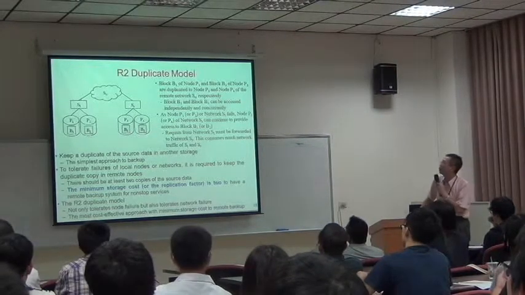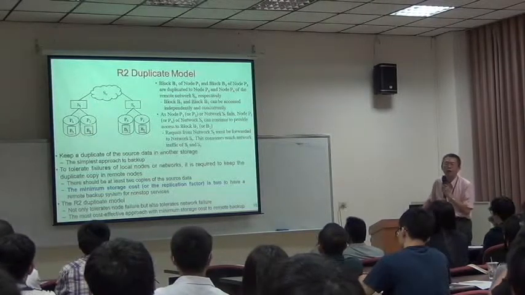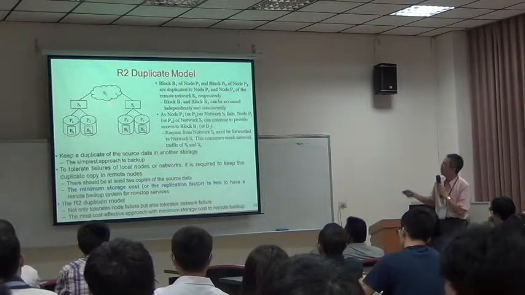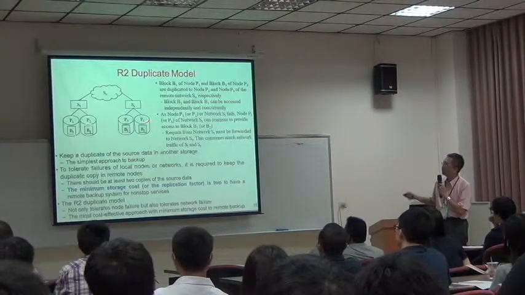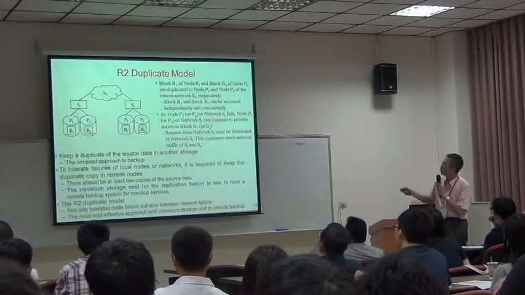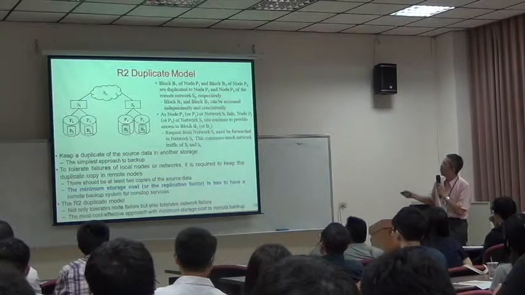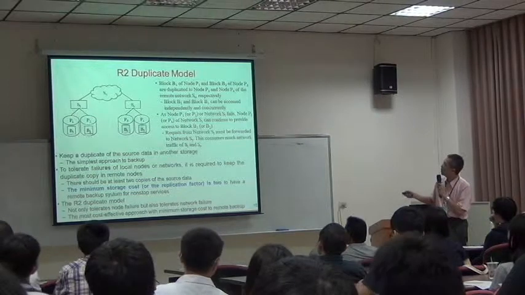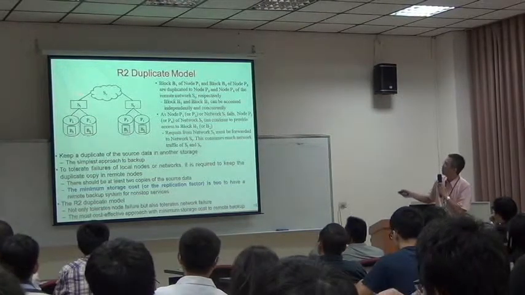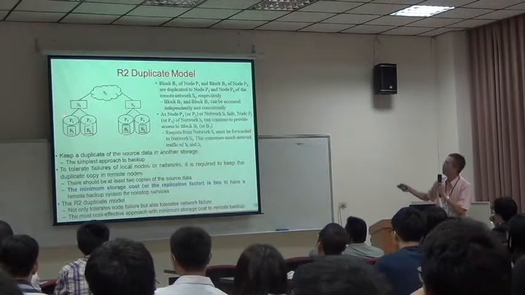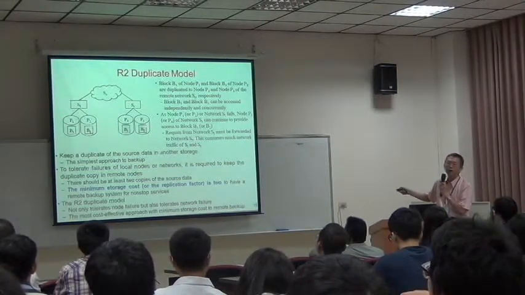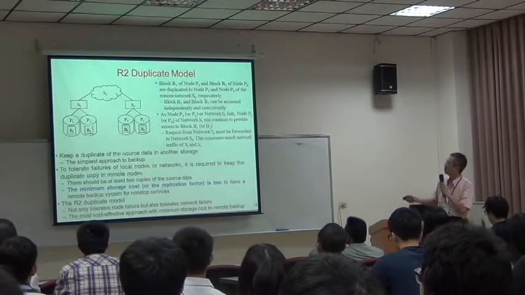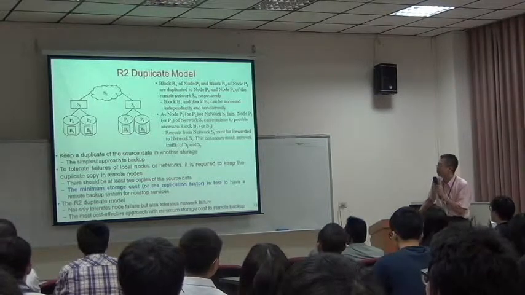This is the R2 duplicate model used in the XOR, Hadoop RAID XOR scheme. This is a local site, this is a remote site. We can simply replicate the data into the remote. So P3 has one replica of the P1 node, and P4 has one replica of the P2 node. So when the node fails, or the whole site fails, or there is a network partition, the outside can still access this data. This is the simplest replication model, the simplest model to support the data.